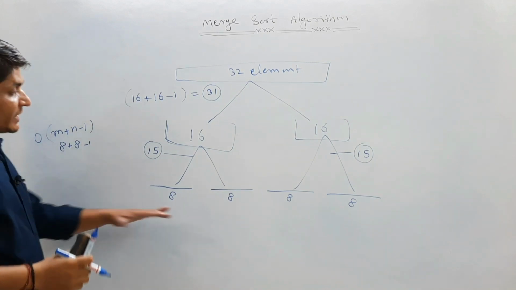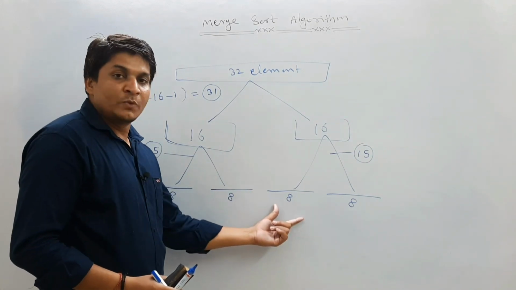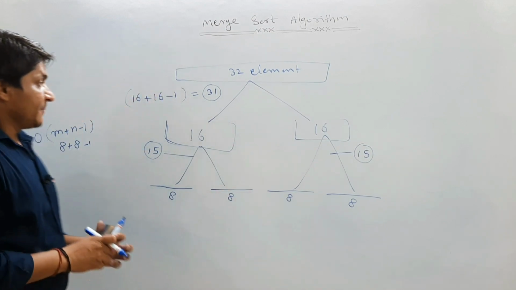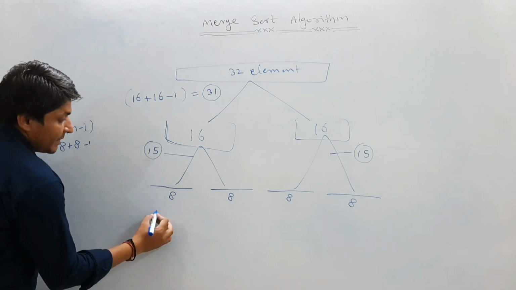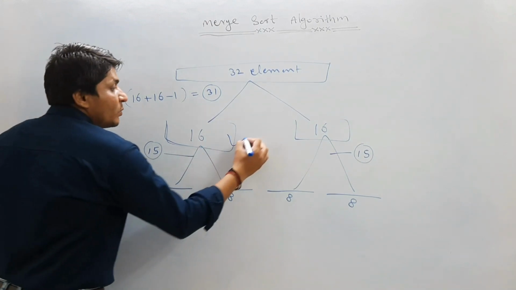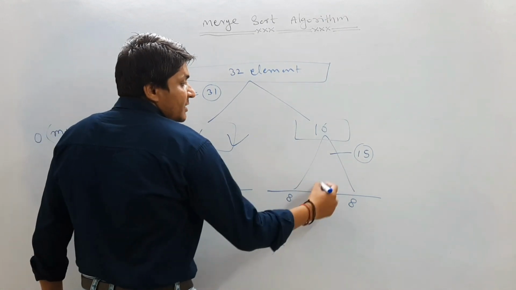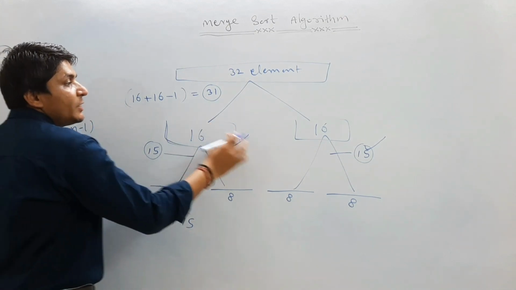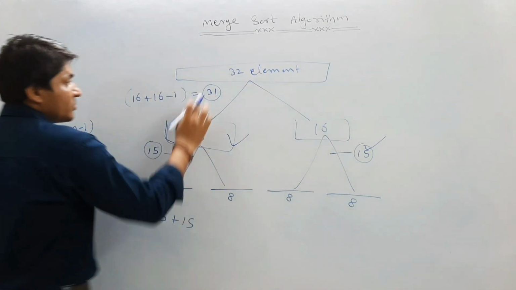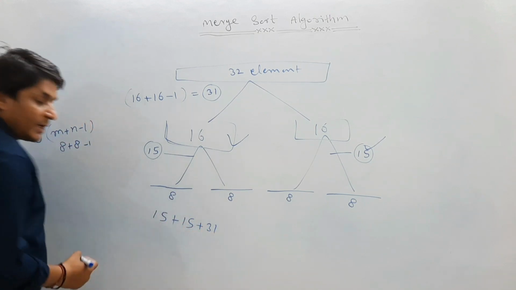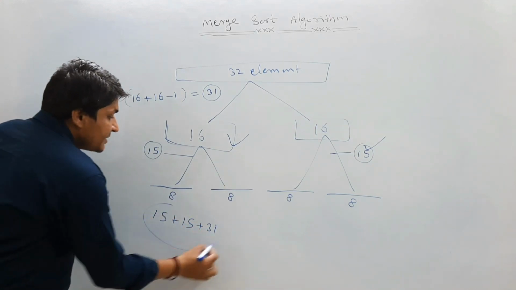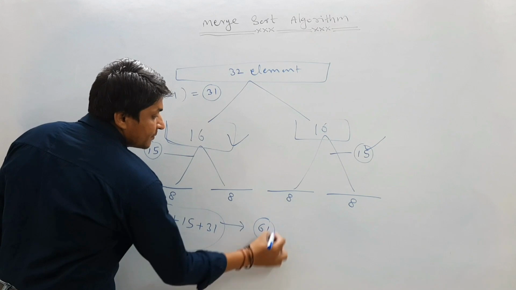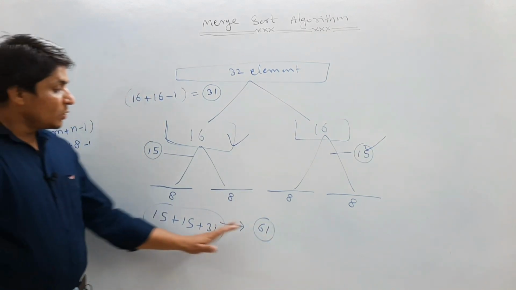So in order to merge 4 sorted subarrays, where the size of each array is 8, how many comparisons will it take? This is the question. It will take 15 comparisons for merging these two sorted subarrays, so you will get one sorted subarray. In order to merge these two sorted subarrays, you need 15 comparisons plus 15. Now you have one sorted subarray here and one sorted subarray here. Finally, you are going to merge, and it requires 31 comparisons, correct? So in total, how many comparisons did we make? We have done 61 comparisons in total.